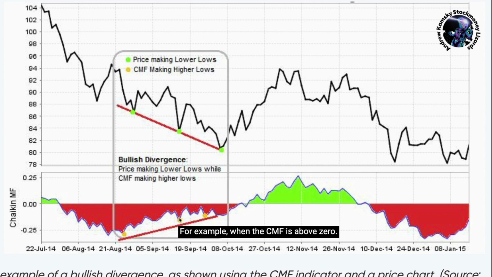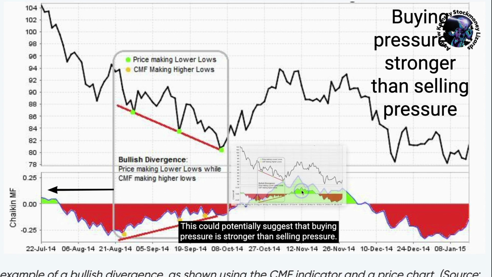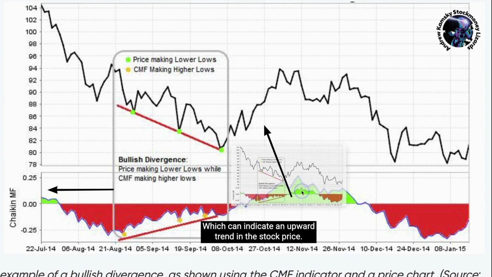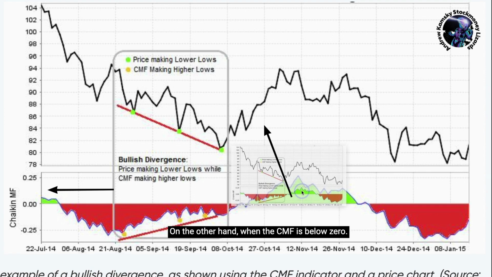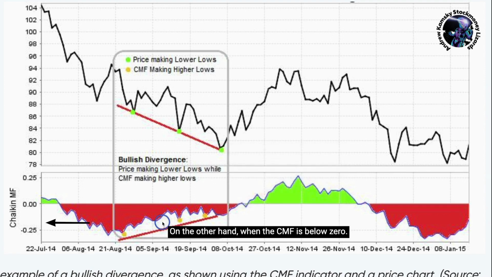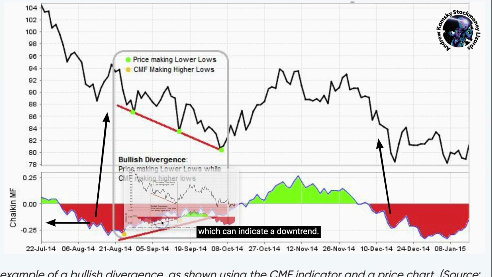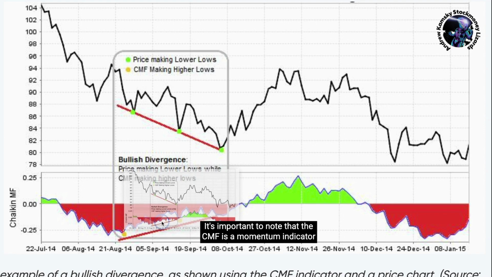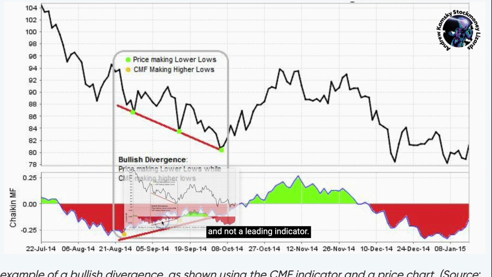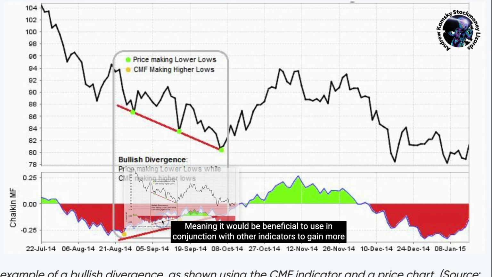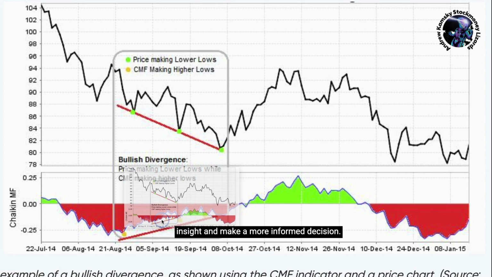For example, when the CMF is above 0, this could potentially suggest that buying pressure is stronger than selling pressure, which can indicate an upward trend in the stock price. On the other hand, when the CMF is below 0, it suggests that selling pressure is stronger than buying pressure, which can indicate a downtrend. It's important to note that the CMF is a momentum indicator and not a leading indicator, meaning it would be beneficial to use in conjunction with other indicators to gain more insight and make a more informed decision.